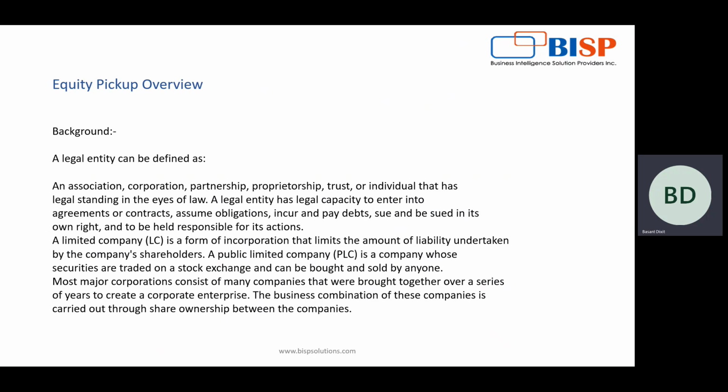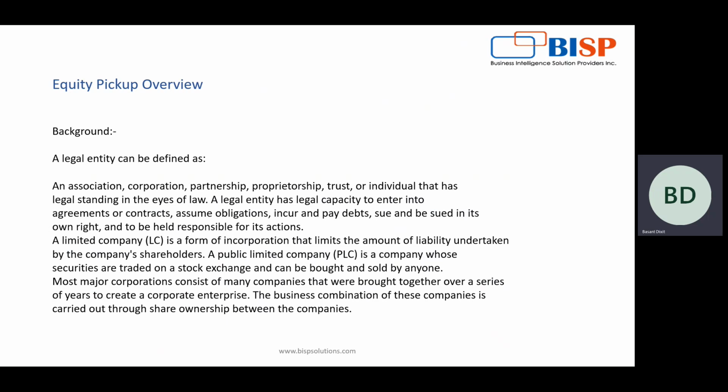A legal entity should be legal in any sense, and it has the features that it can take obligations, and also sue and be sued, own rights, and be held responsible for its actions. So it is the same as the artificial person we see. That is a legal company, legal entity. Further it is saying what is a limited company. A limited company is a form of incorporation that limits the amount of liability taken on by the company's shareholders. So all the people who are the shareholders are held liable for the liabilities and the assets. They have the total ownership of that.